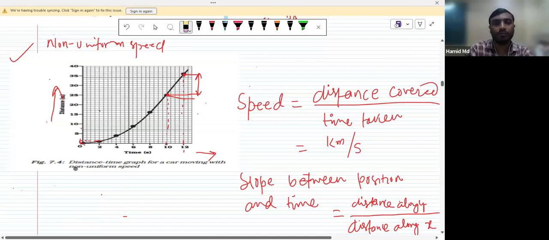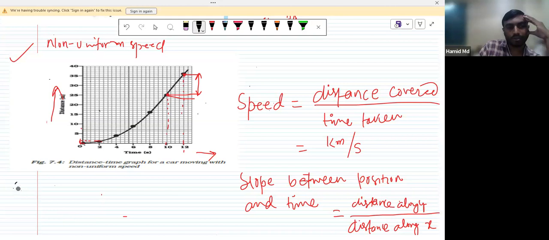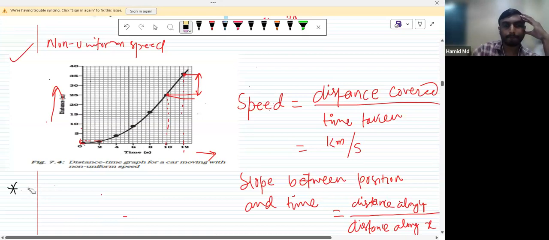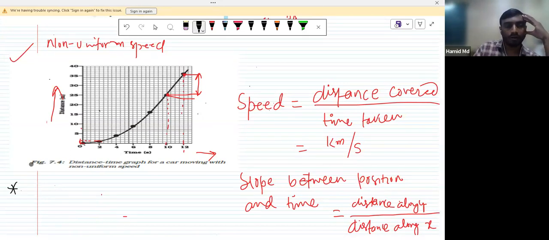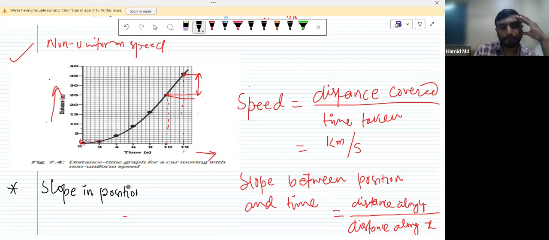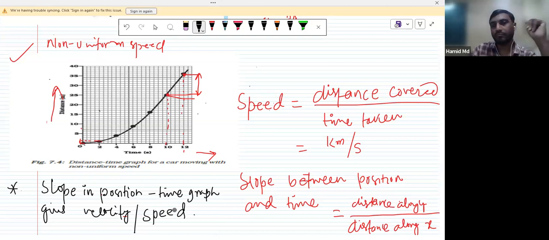Slope in a position time graph gives the speed or velocity. So this is the point. Slope, sorry, I have written the wrong spelling. Slope in position time graph gives velocity or the speed, right? Clear?